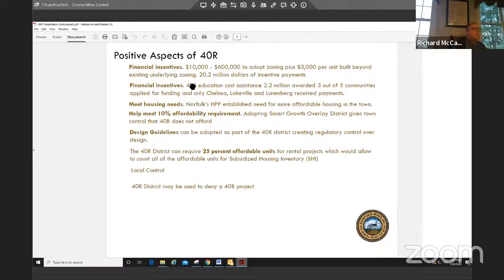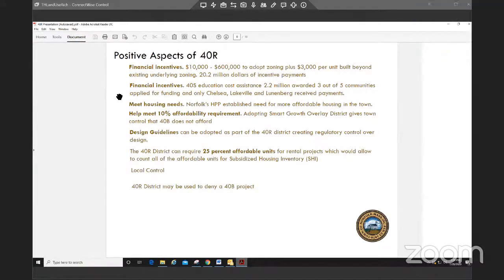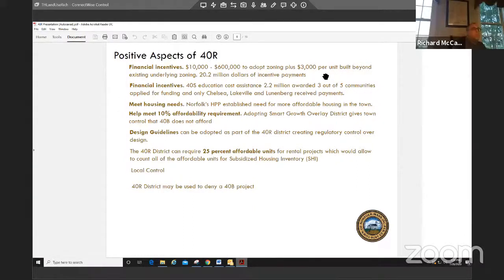Now, not to jump a little far ahead, but if this went well and there's success in it, and the town wanted to consider adding another 40R district down the road, you could then get additional incentive payments for the creation of it. The other incentive payment is when you get a building permit, there's a $3,000 per unit incentive that's provided to the town to be used.